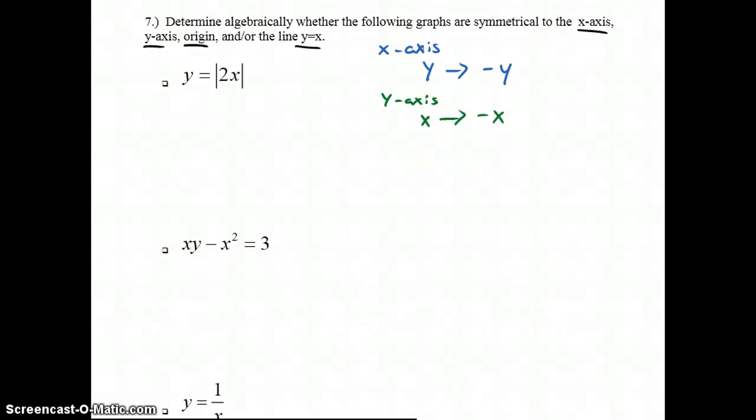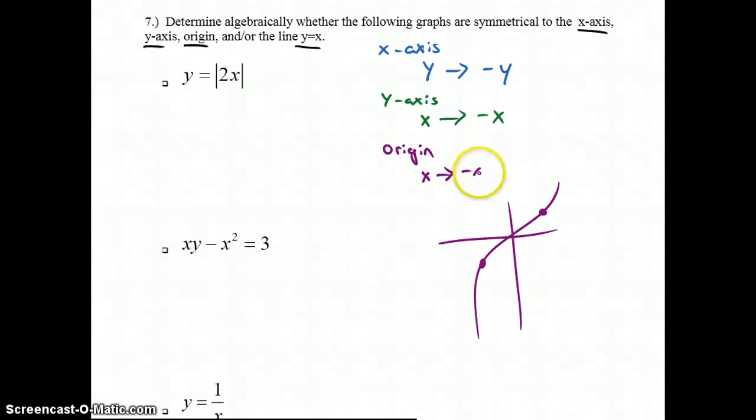For the origin, that happens when you look at your graph. You make your x's negative x's and your y's negative y's, and you get this awesome 180-degree rotation symmetry. X goes to negative x, y goes to negative y. If this is x, y, you're also going to have the point negative x, negative y. So that's the origin symmetry.